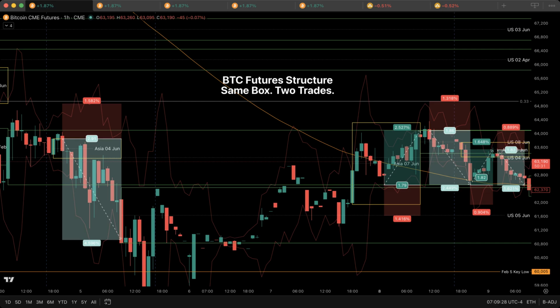Session upper boundary. Take profit line. June 4th, U.S. session lower boundary. Risk-reward ratio 1.82. The short does not come from guessing the top. It comes from failed continuation at the midpoint.